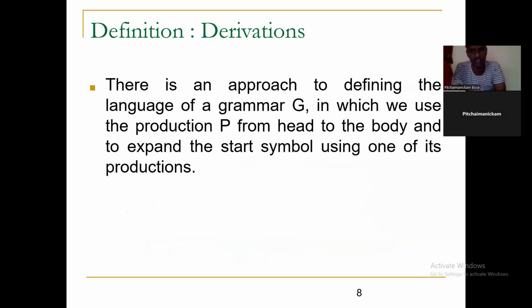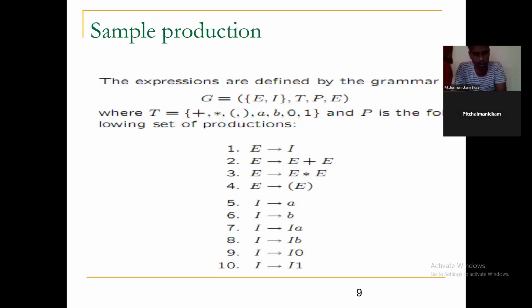Another thing is derivation. So what do you mean by derivation? There is an approach to defining the language of the grammar G, in which we use the productions P, from head to body. So we start the process from the head to body, expanding the start symbol by one of its production bodies. This is called a derivation. So the same problem we are going to take, and solve with the help of the derivation part.